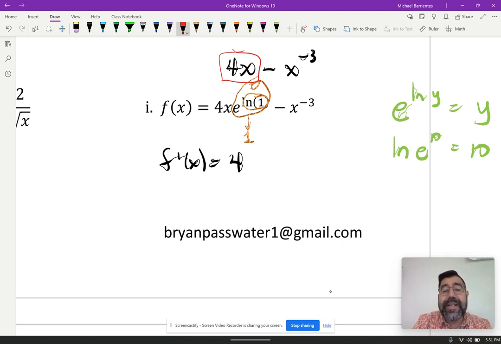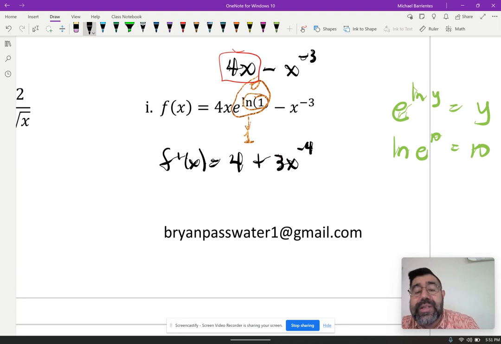From this one, I'm going to multiply -3 times x, but there's already a minus there, so that's going to become plus 3x to the power of -4. Remember, we're subtracting 1 from the exponent to get the new exponent, so -3 minus 1 is -4.